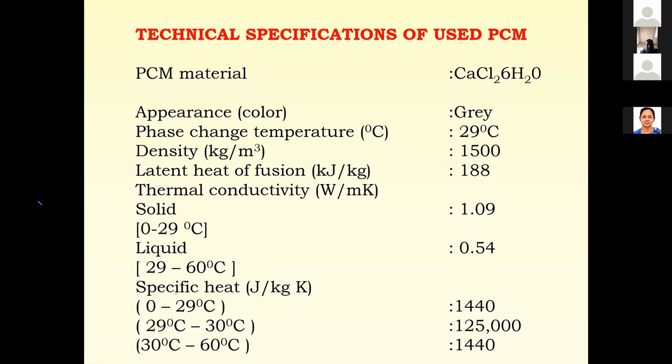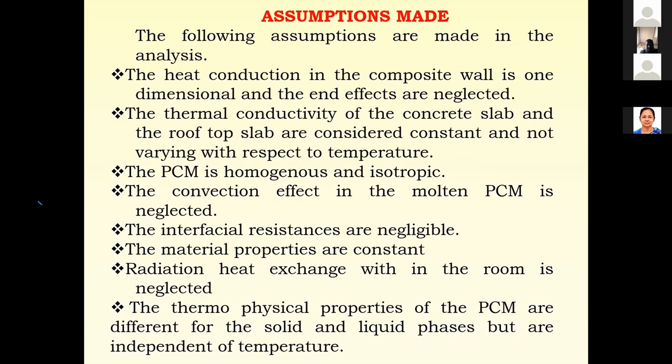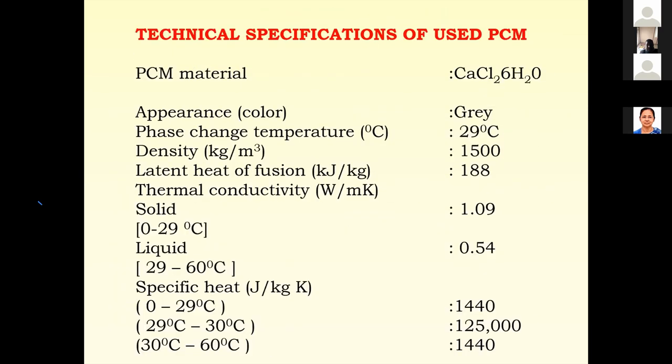Now, these are some of the properties of this selected PCM material. And moreover, you can see here, it is having a very large specific heat, 125,000, in this temperature range of 29 to 30 degrees. Because of this large specific heat, it is going to help a lot in storing a bulk amount of heat, a huge amount of heat that can be stored by the PCM material.